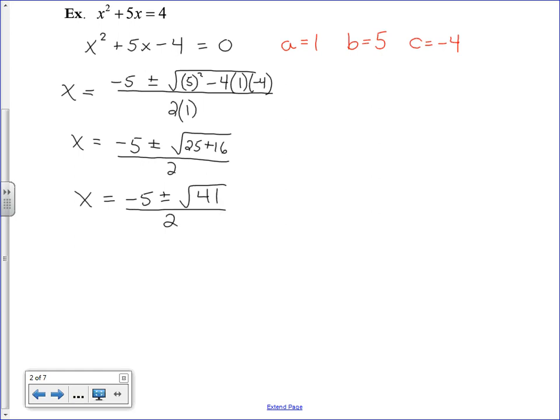And then we're looking to see if we can simplify that square root. Because it's a square root of 41, we're looking for a perfect square that goes into 41, and there aren't any. And that means that the answer is actually as simple as it's going to get. So when you get a non-perfect square and you can't simplify it at all, it's an irrational number. We're going to leave our final answer written like this. It is two answers. It's negative 5 plus or minus the square root of 41 divided by 2. And those are the solutions to this quadratic equation.